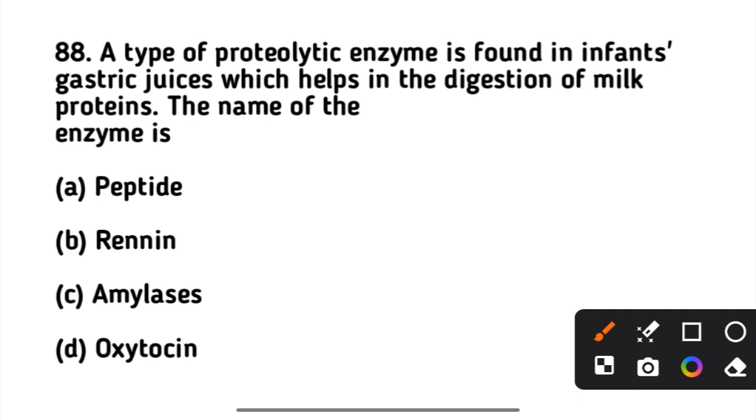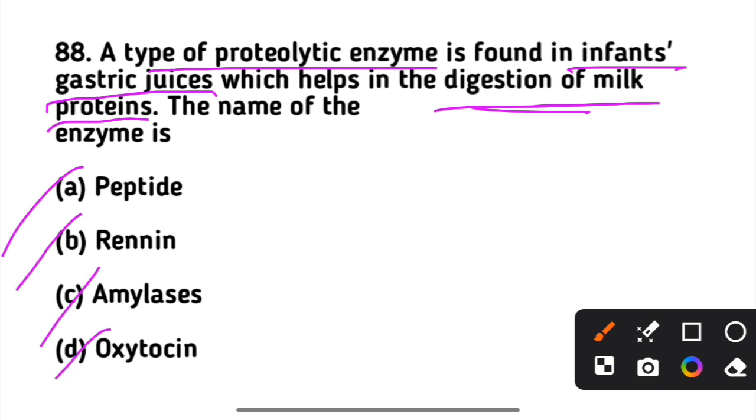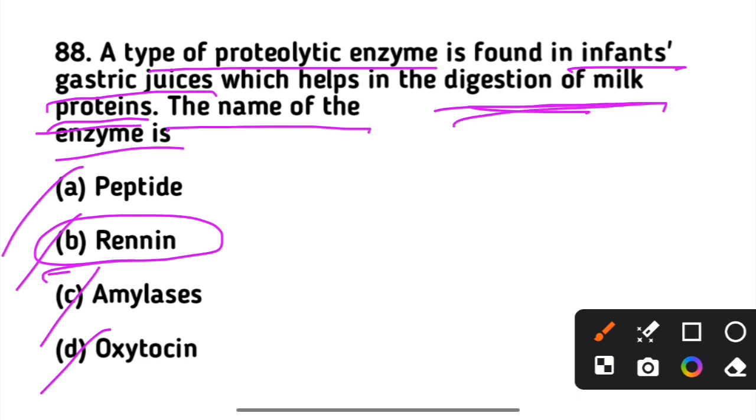Next, a type of proteolytic enzyme found in infants' gastric juices, which helps in digestion of milk proteins. The name of the enzyme is: pepsin, renin, amylase, oxytocin. Option B is correct, renin. The enzyme found in infants' gastric juices that helps in the digestion of milk proteins is renin.